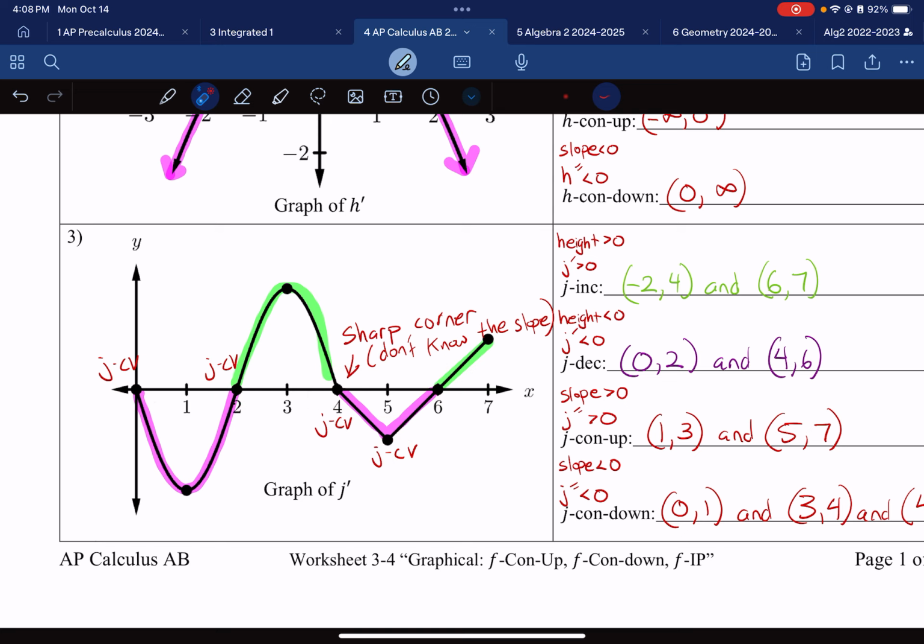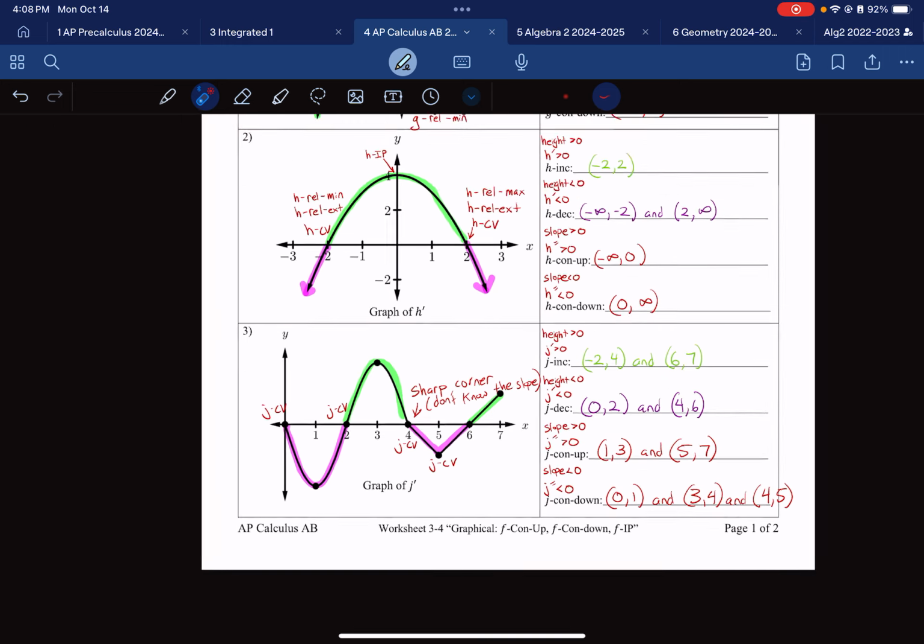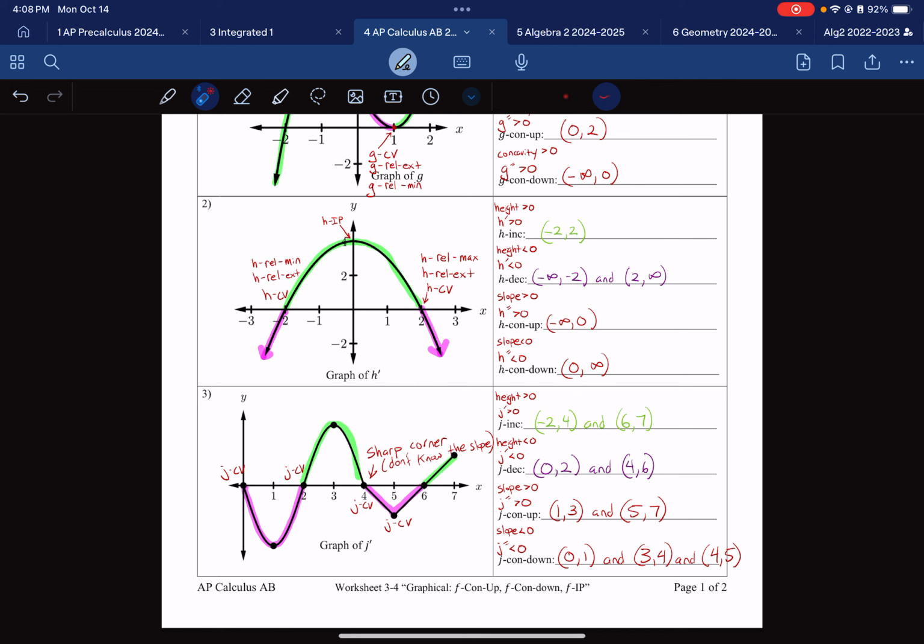Well, let me ask you a question. What is the slope at that point? Is it a slope that is positive 1 or is it a slope that's negative 1? And the answer is you don't know because, yet again, it's a sharp corner, so it needs to be a critical value because a slope does not exist. I have to be careful there.